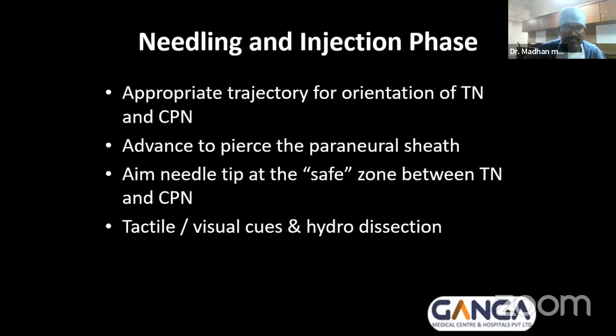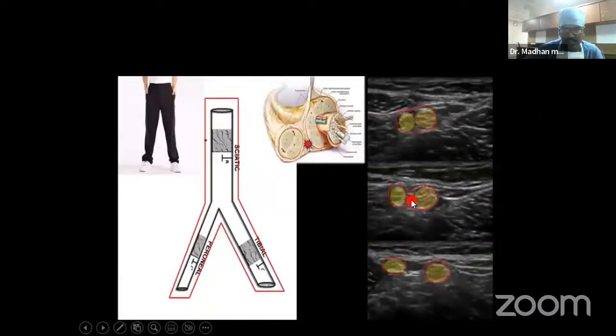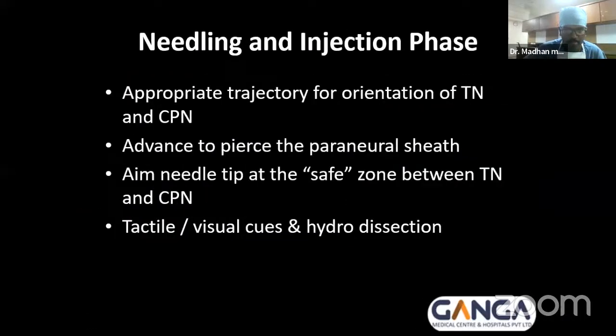Coming on to the needling and injection phase, obtain an appropriate trajectory for the orientation of the tibial nerve and common peroneal nerve. After obtaining that, advance to pierce the paraneural sheath. Aim the needle tip at the safe zone between the tibial nerve and the common peroneal nerve, otherwise called the sweet spot of the nerve. As I told you, this is called the sweet spot of the nerve. And tactile or visual cues and hydrodissection with 0.5 milliliters of local anesthetic will help to identify where your needle tip is.